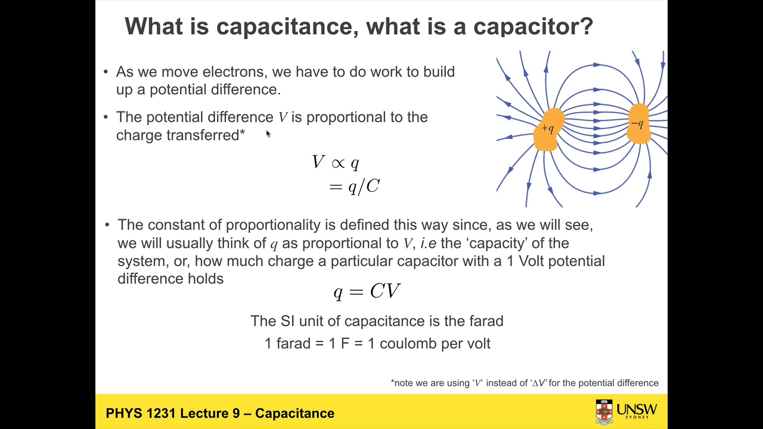And you always find that this potential difference is proportional to the charge transferred. And so V is always proportional to Q, or in other words, V equals Q divided by this constant C, this constant of proportionality. And why is it defined this way? Well, we usually think of Q as proportional to V. That is, the amount of charge that we've transferred is proportional to the potential difference. And that amount of charge per unit volt is the capacity of the system, right? In other words, Q equals CV.